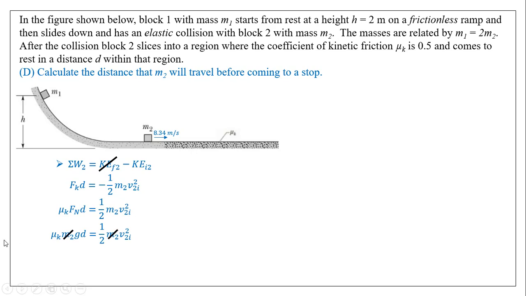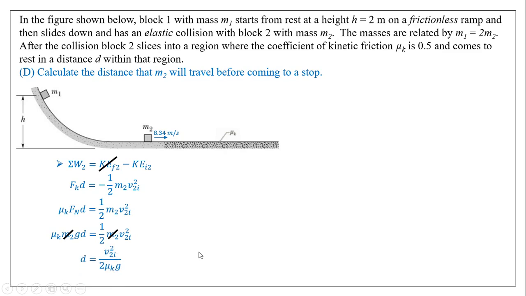So here, as you see, you have mu K, which is given as 0.5 in the problem. G here is 9.8, and then D, well, that's what we're trying to find. So keep it as is. And then on the right side, V2I squared. Well, we know what V2I is. Block 2 is going to move into this region with the speed of 8.34.